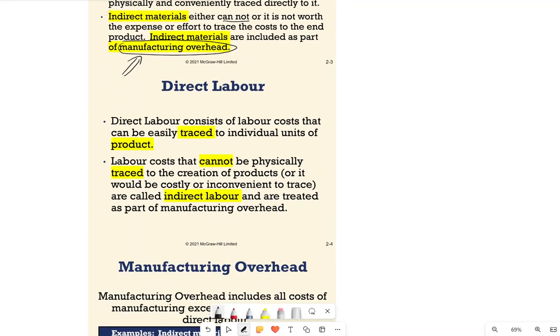Again, the second one is my direct labor, the labor cost that can be traced to the individual unit or a product. It is called direct labor. And just like the one with material, if it cannot be traced to the product, it will be an indirect labor, and it goes to your manufacturing overhead.